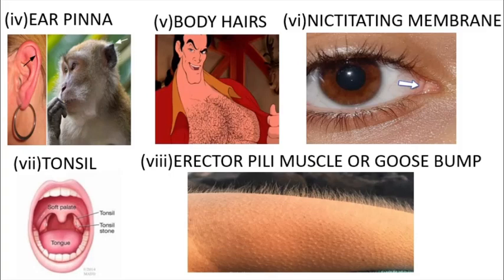Now, when we compare these vestigial organs across different organisms or different species, we will find that there are some similarities in them. And this is how we come to know that we all have evolved from the same ancestor.